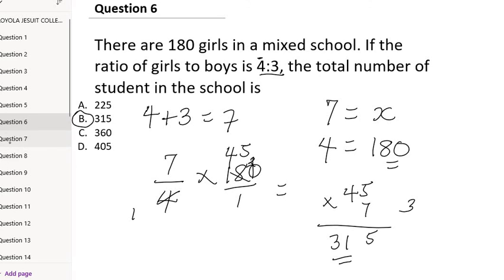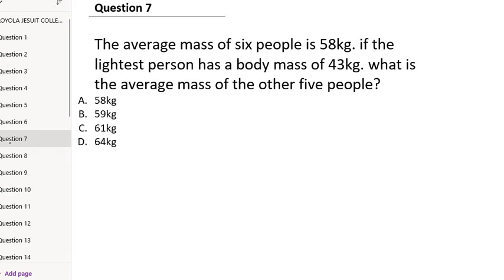Question 7. The average mass of 6 people is 58 kg. If the lightest person has a body mass of 43 kg, what is the average mass of the other 5 people? Okay, whenever average mass is given, find the sum or their total mass. Since there are 6 of them, the sum of the 6 people, opposite of average, you divide to get average.